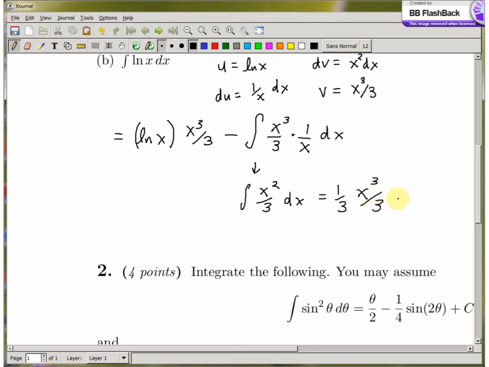Over 3, and now I add a constant here, plus c. Okay, great. So to copy everything over and give the actual final answer, the final answer is u times v, which is that stuff, so natural log of x times x cubed over 3, and take away 1/3 x cubed over 3 plus c.